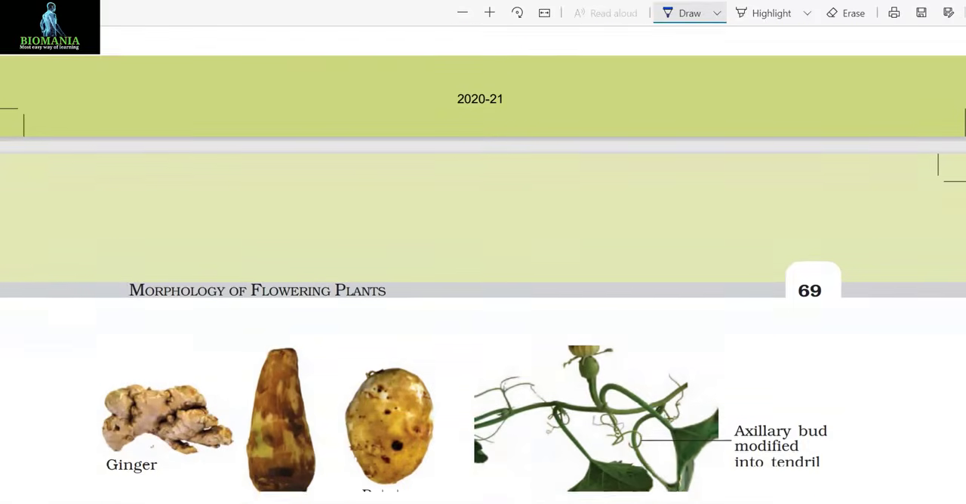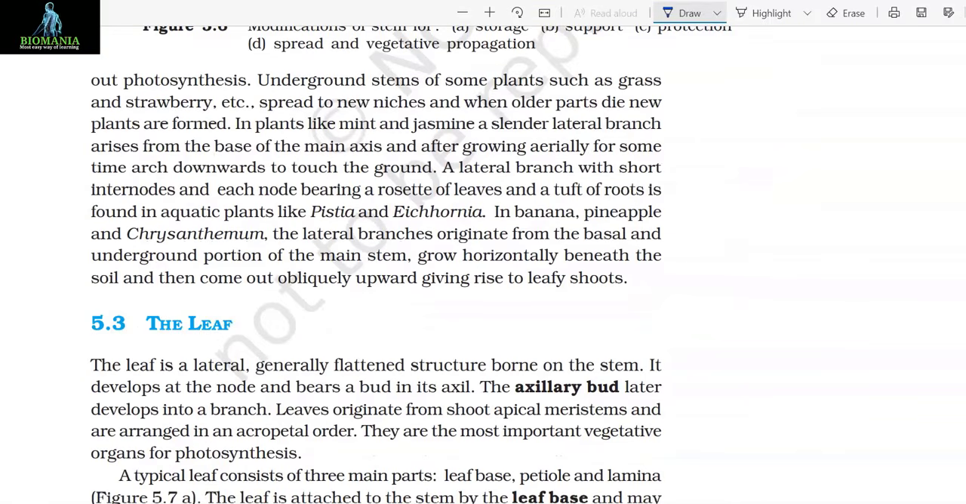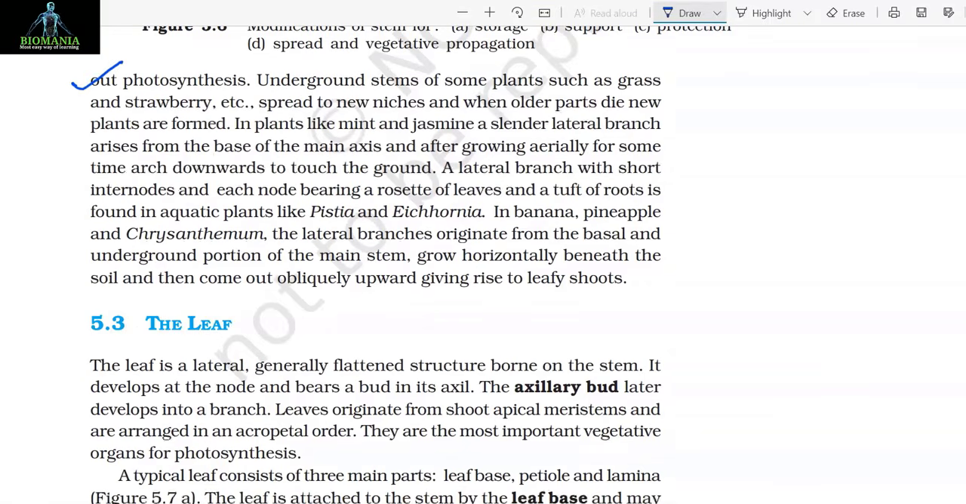They contain chlorophyll and carry out photosynthesis. Underground stems of some plants such as grass and strawberry spread to new niches, and when older parts die, new plants are formed. In plants like mint and jasmine, a slender lateral branch arises from the base of the main axis and after growing aerially for some time arcs downwards to touch the ground.